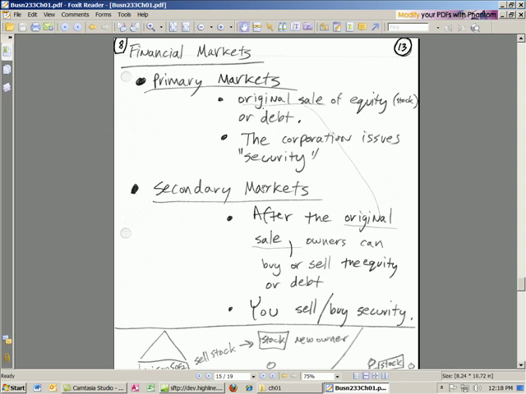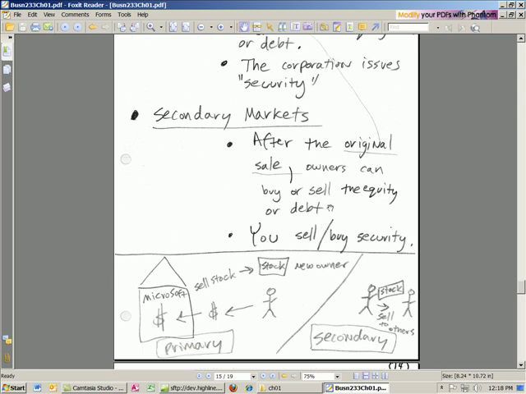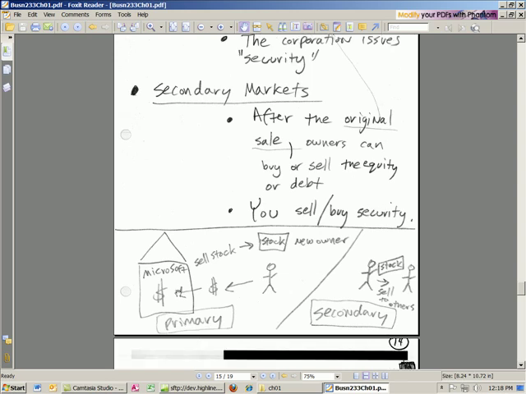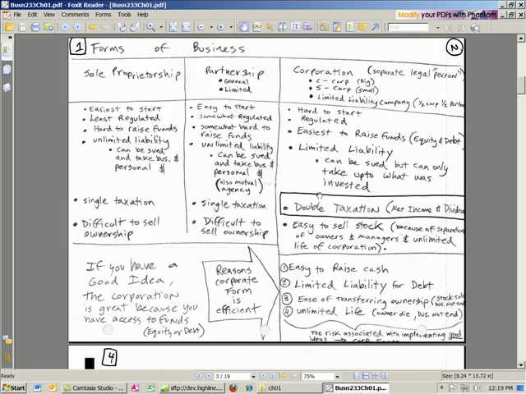Secondary market means you, the owner, now have that stock. You can sell it to anyone you want, and that's called the secondary market. So after the original sale, owners can buy or sell the equity, the stock, or later we'll learn that there's debt also, debt instruments. You can sell them in the secondary market. You buy or sell the security. Here it is, the primary market. Here's Microsoft. So you give them some money, and they give you a stock. You are a new owner. But in the secondary market, you can just go sell this Microsoft stock to whoever else. Secondary market. Let's see. Whoops. All right, so easy to sell stock.